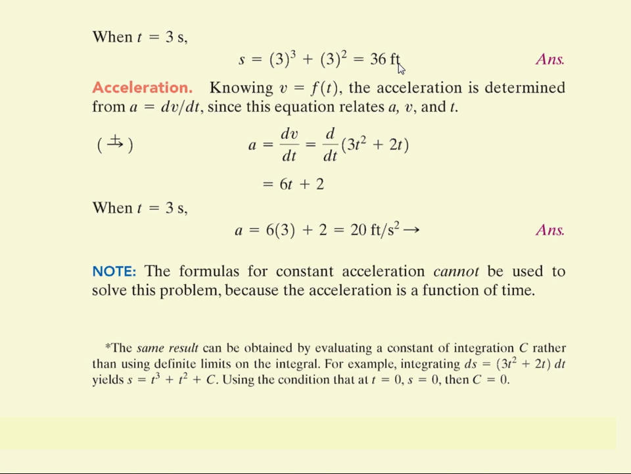Okay, so in this case, we cannot use constant acceleration. Why is that? Because the acceleration is a function of time. In fact, in this case, it's 6t plus 2. It's not a number.